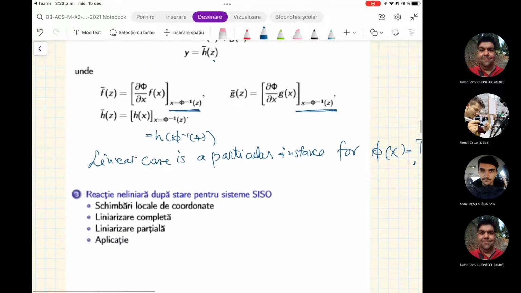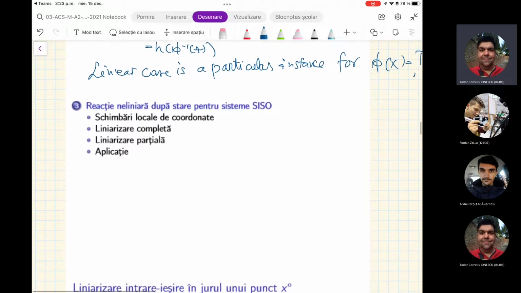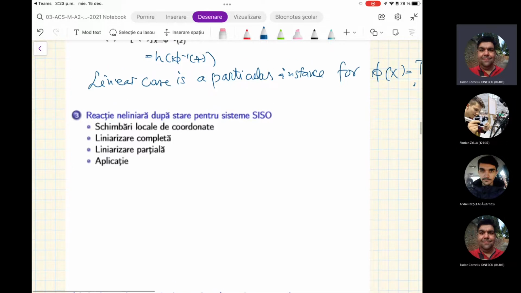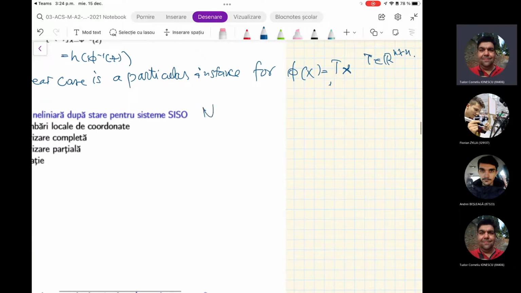Right. And now let's apply all of this. Let's do an application of all of this towards feedback linearization. First of all, we have nonlinear state feedback for single input, single output systems.